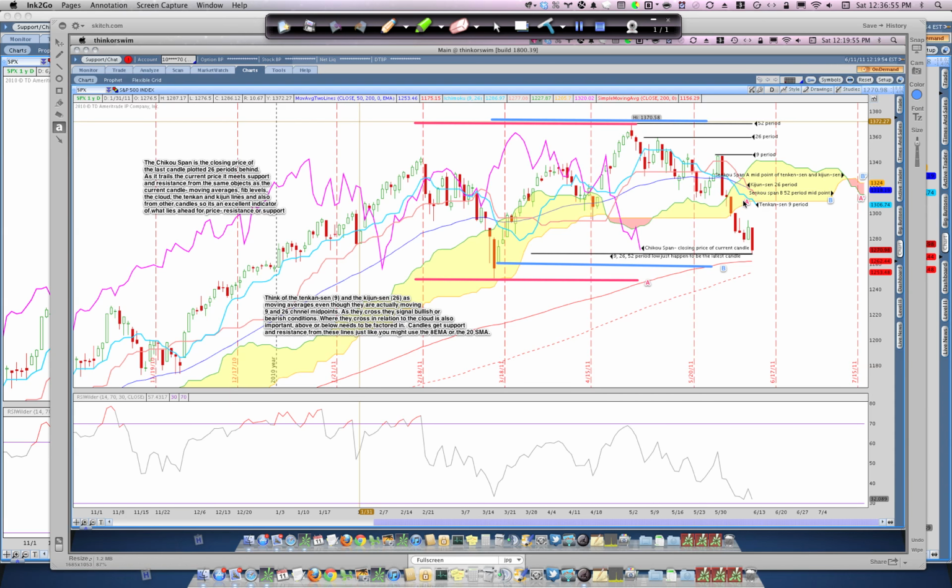Point A, remember the bottom of the cloud is called the Senkou span, and it is the midpoint of a channel of 52 candles back, plotted 26 periods in the future. Complicated. What does it all mean? This point, we have to go back 26 candles back till we get to this candle right here.